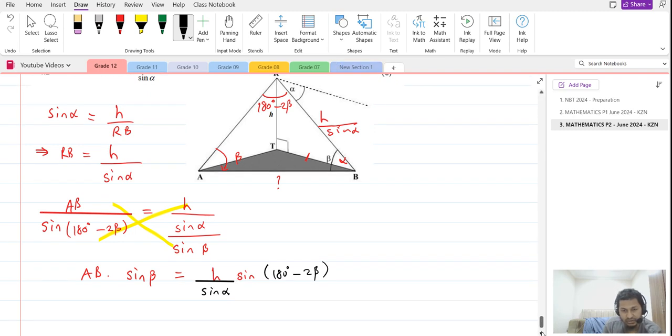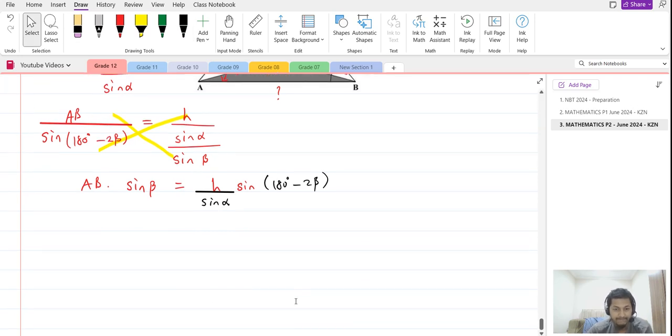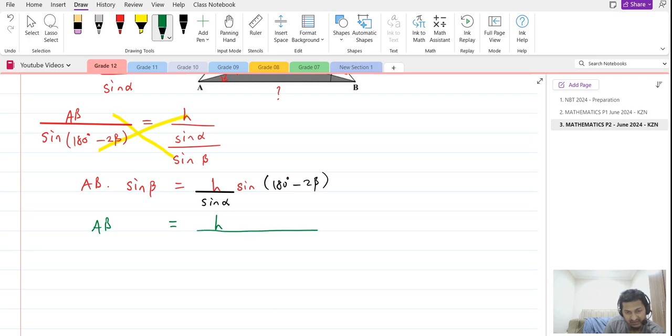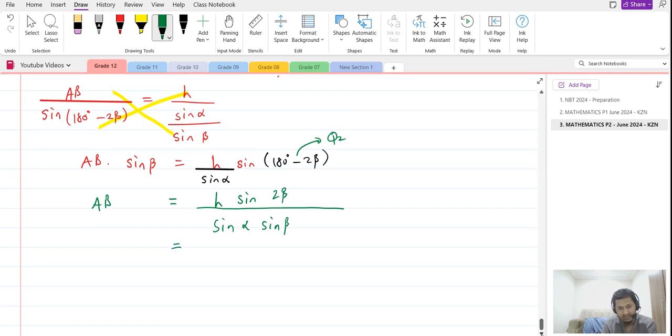Now we're going to change this. So AB is now equal to H. We're going to divide by sine beta as well. In the denominator we're going to have sine alpha and sine beta. And on the numerator, we have sine of 180 minus the angle. It's the second quadrant, sine is positive, so that's sine 2 beta. And 2 beta itself is a double angle, so H times 2 sine beta cos beta divided by sine alpha sine beta.